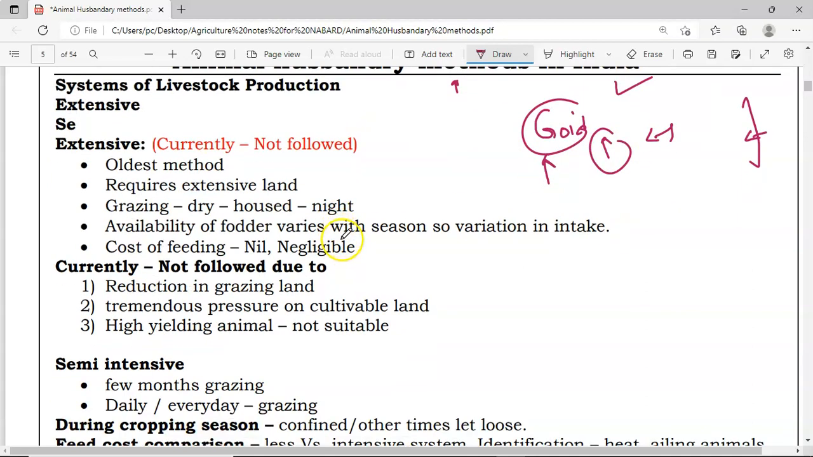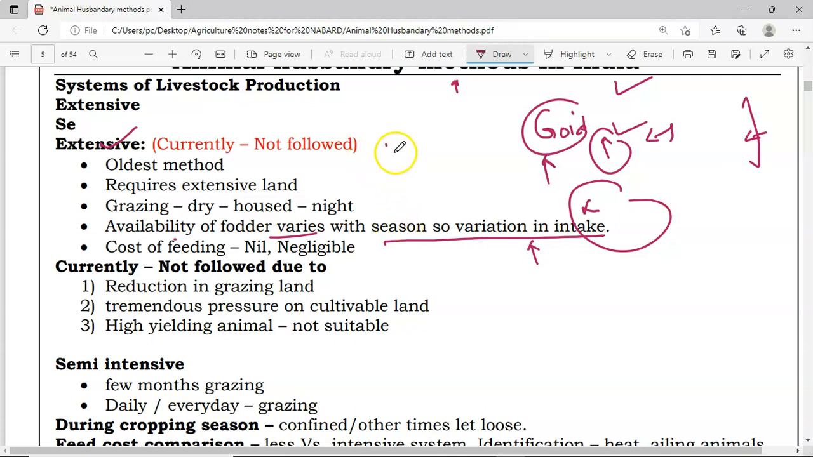For example, it says that this system is related to the availability of fodder and it will vary with the season, so variation of intake. This system is known as the extensive system. So try to learn this topic in this manner, that you should have a question in your mind about what types of questions you can face in your exam and what the application is.